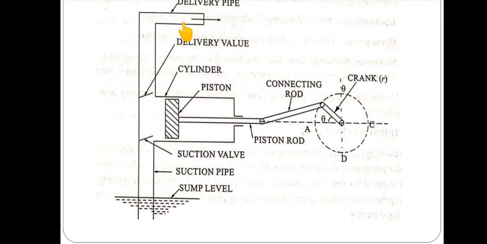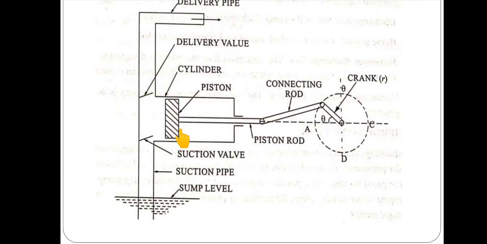Next, moving to the suction valve. The suction valve is usually placed in between the suction pipe and the cylinder. During suction, this valve will open and the delivery valve is closed, only this valve will be open. When the piston moves from right hand to left hand, this will close and the delivery valve will open. That I will discuss later.